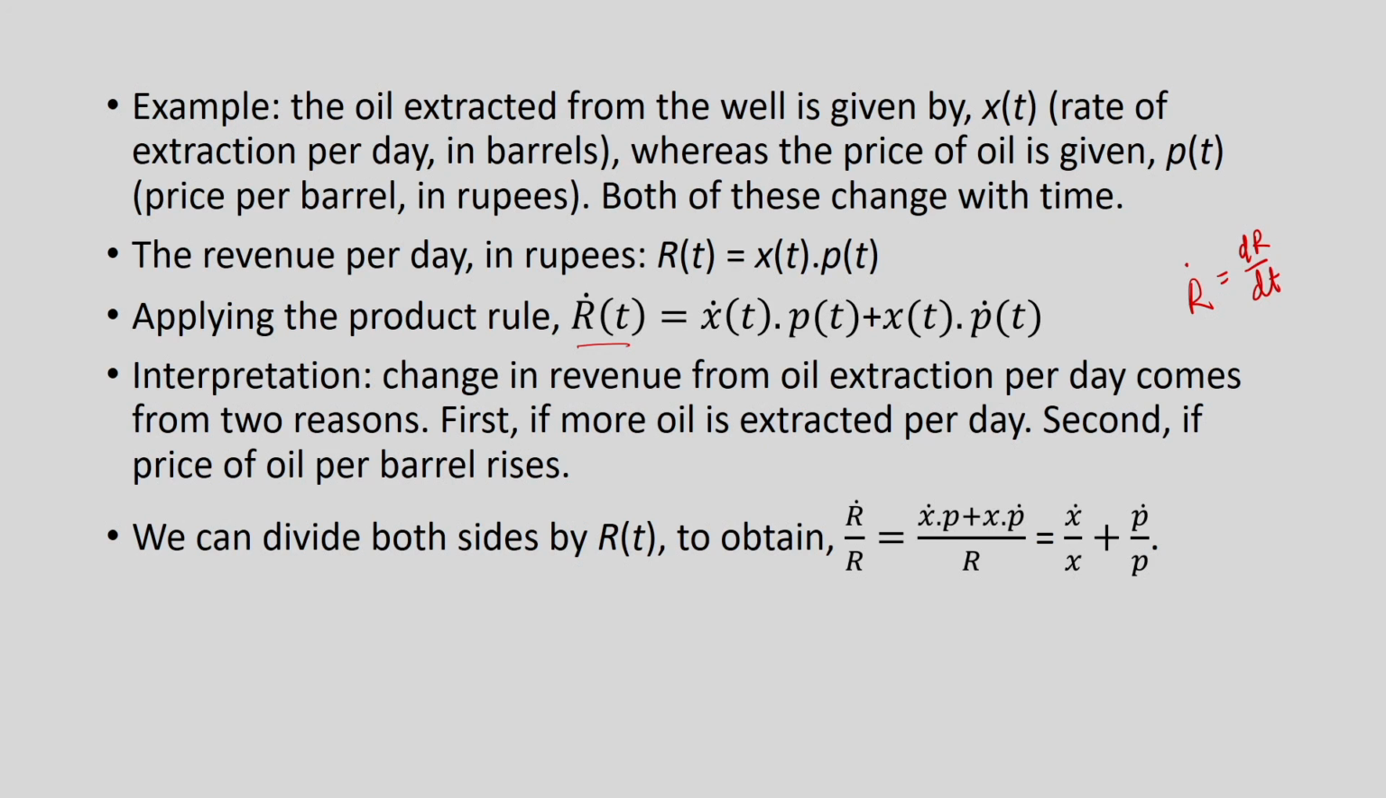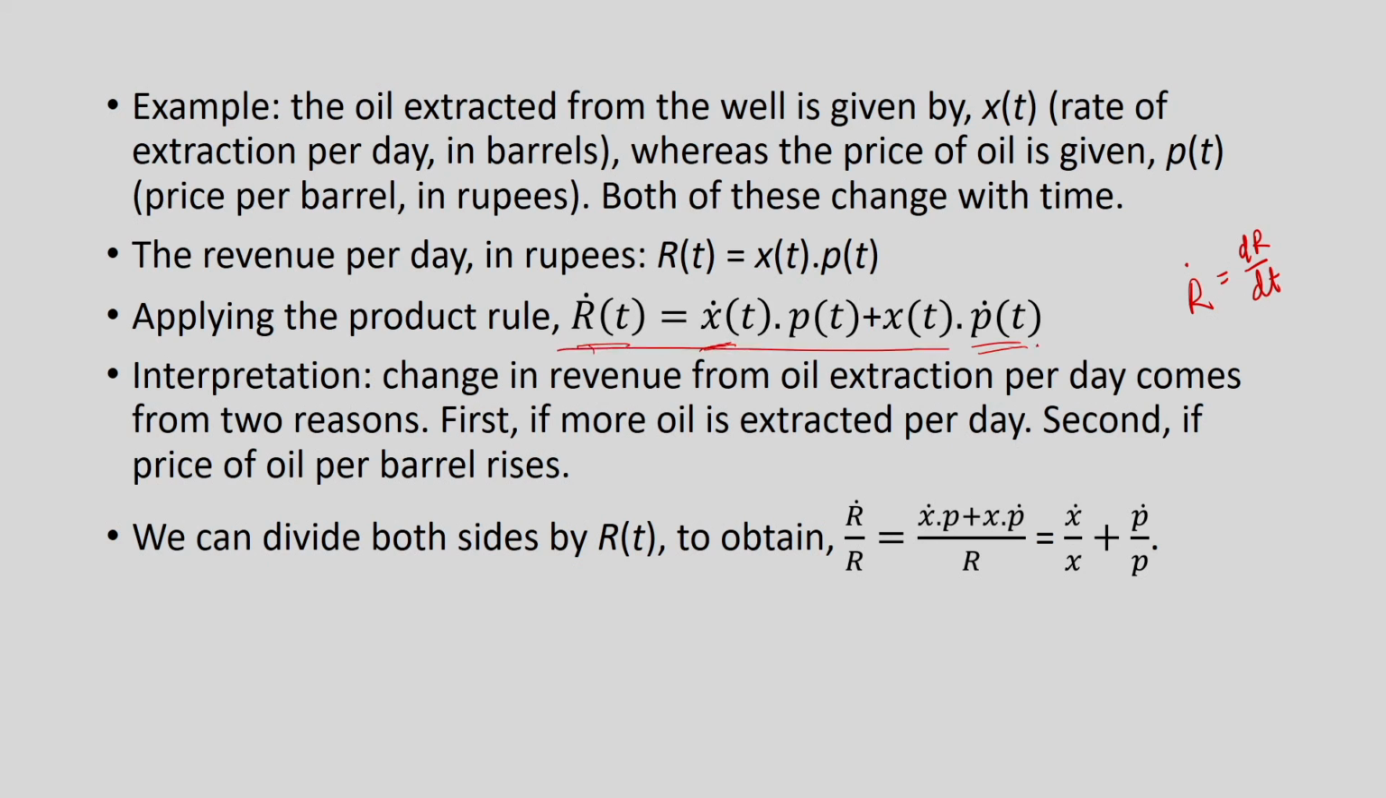What is the interpretation of this? On the left hand side you have R dot of t, which is the change in revenue from oil extraction per day. As time changes, how much the revenue is changing. It comes from two reasons. First, if more oil is extracted per day, that is x is changing, x dot. Second, if the price of oil per barrel rises. If the price itself is rising, even if the production remains constant, revenue will rise. Therefore, you have this P dot term.